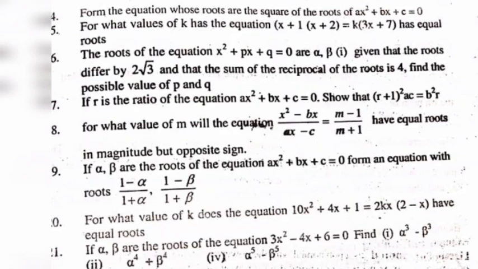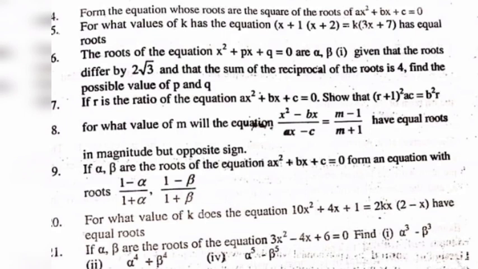Okay, so now that's the solution for number 17. For number 18 now, for what value of m will the equation this have equal roots in magnitude but opposite sign? Now equal roots again is what? Is b squared equals 4ac. So you should know what to do. Take the right to the left or the left to the right, solve, and then get your answer.